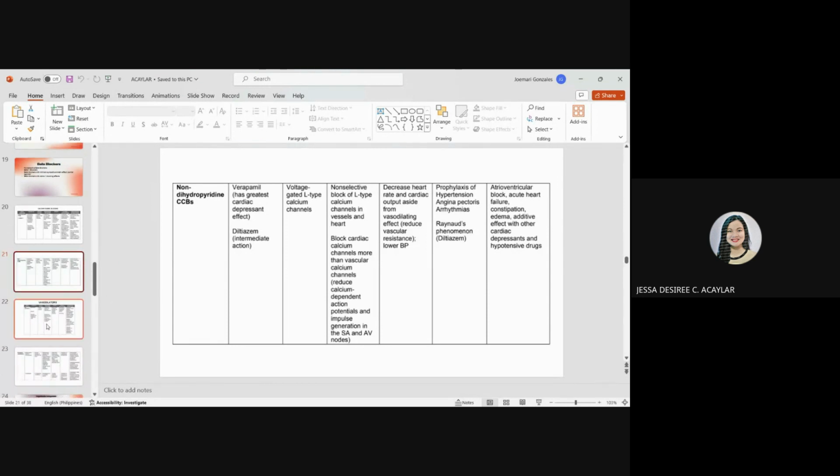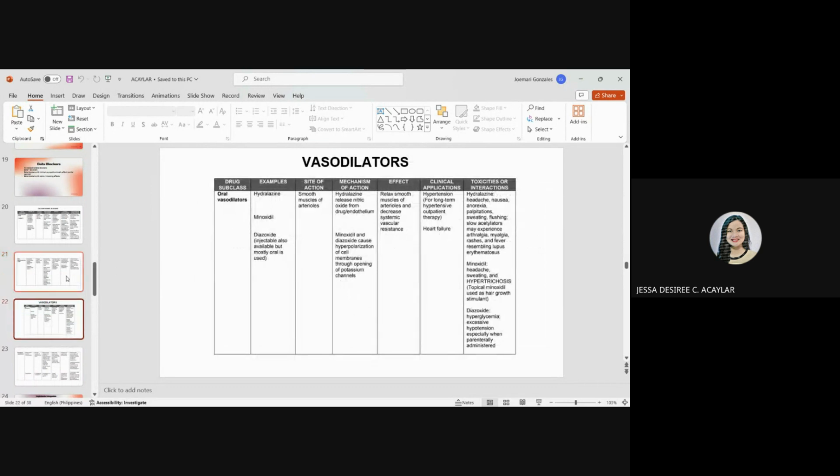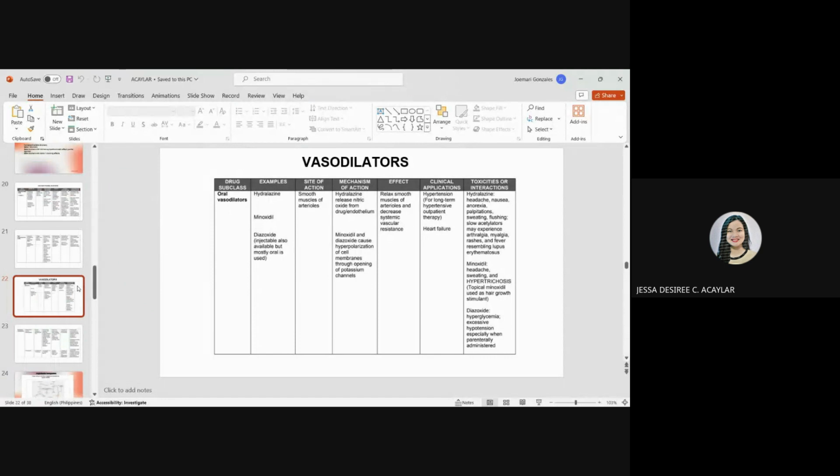Next are the vasodilators. Meron po tayong dalawang class sa vasodilator, ang oral po at saka ang parenteral agents. So these are the oral vasodilators. Example is the hydralazine, minoxidil, and the diazoxide. Diazoxide is an injectable also available but mostly oral ang nagagamit natin sa kanya. Site of action is sa smooth muscles of arterioles.